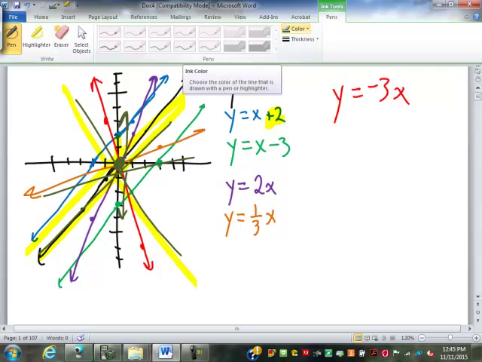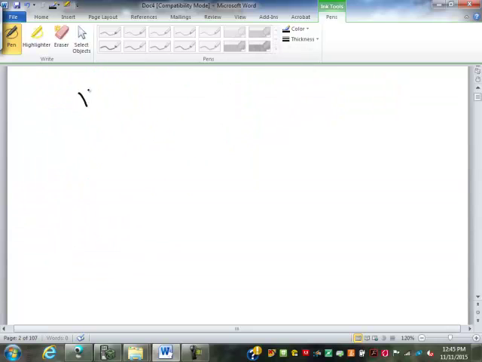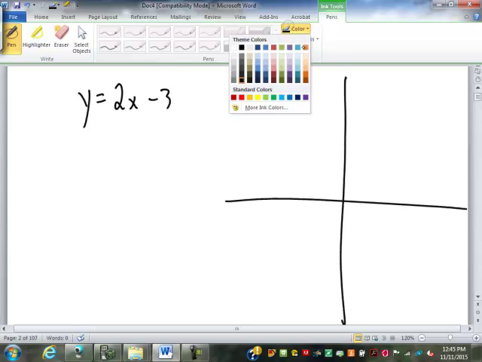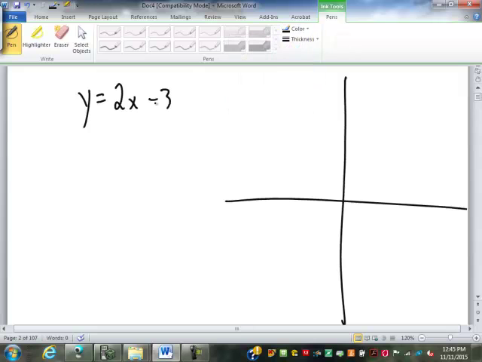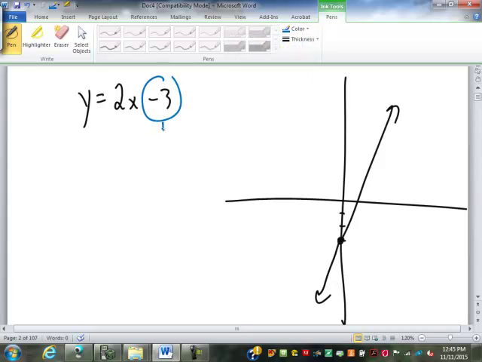So let's take a peek. If I have the line y equals 2x minus 3. As we said, all lines start at the center. But this one has the minus 3, which means it moves down 3 spots. So this one's going to start there. The 2x means it's steeper than normal, like that.